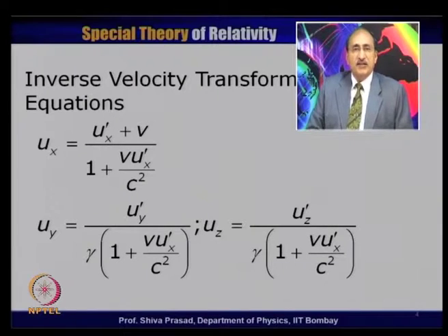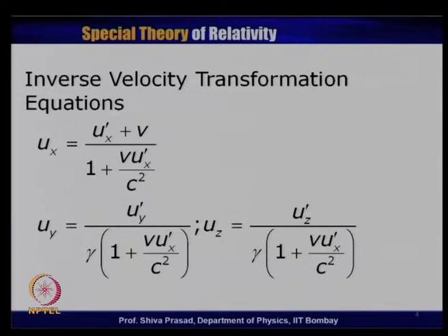We also discussed the inverse velocity transformation. It means if the velocity components are given in the S prime frame of reference, how to find the velocity components in the S frame of reference. As we have always been telling, the prescription is very simple: instead of V, use minus V, and change primed quantities to unprimed quantities and unprimed quantities to primed quantities. So, this is what basically we had discussed in our last lecture.